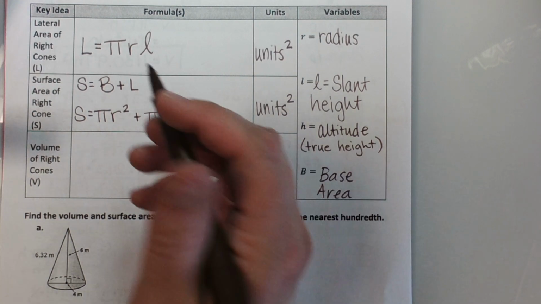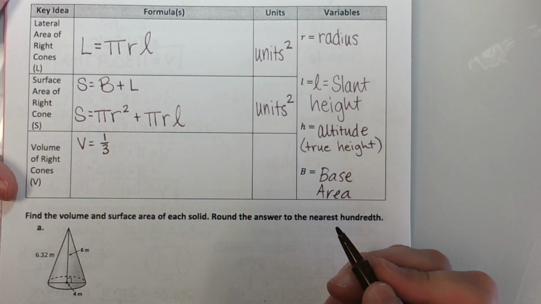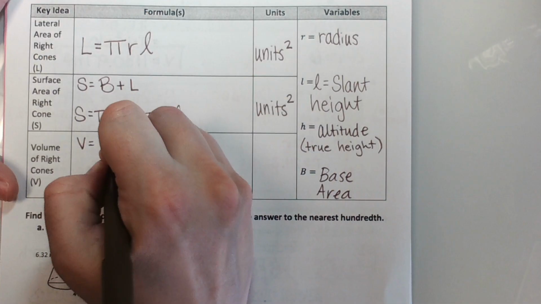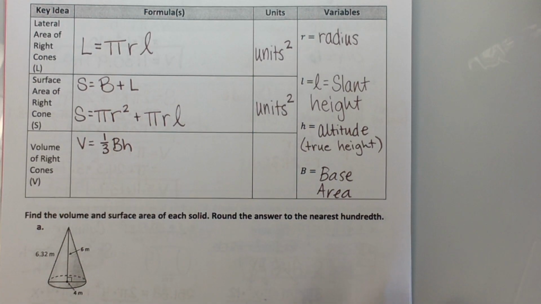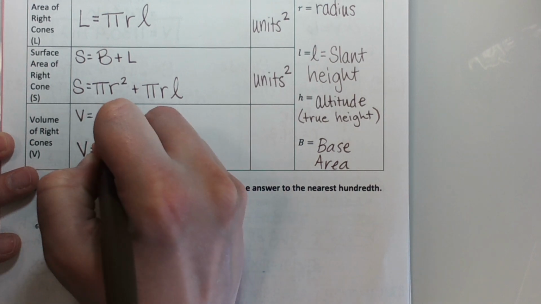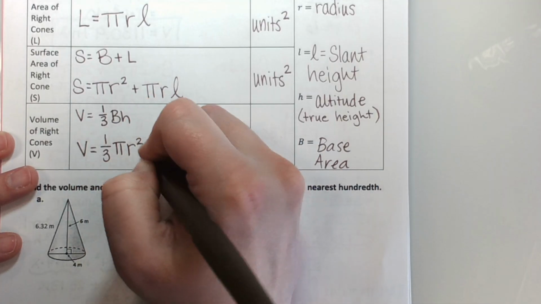Now, much like with cylinders, there are two volume formulas. There is that 1/3 base times height, similar to that of pyramids, but again, we have that characteristic that is shared between cylinders and cones, that base is always going to be a circle. And therefore, I don't have to write capital B. I can write 1/3 pi r squared for BH.